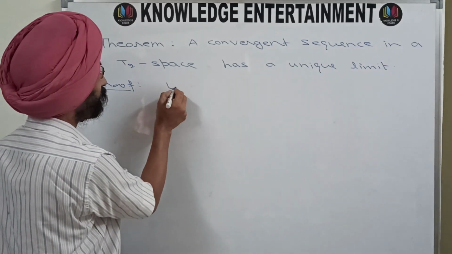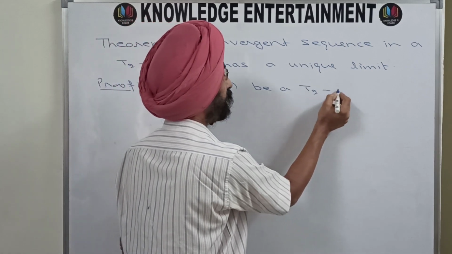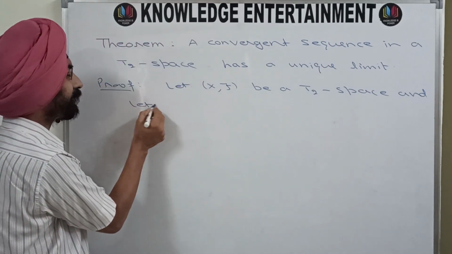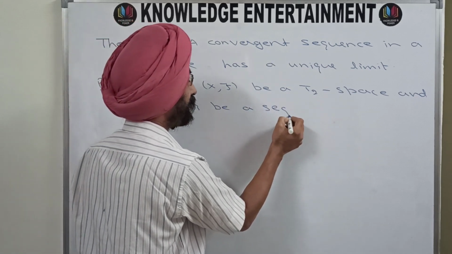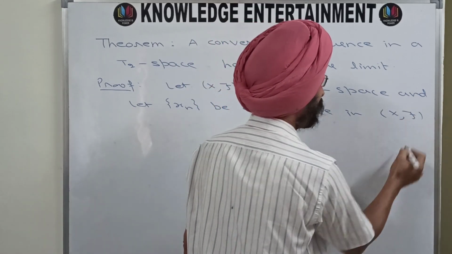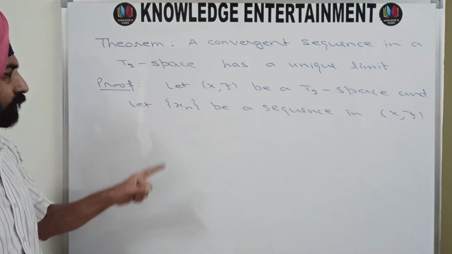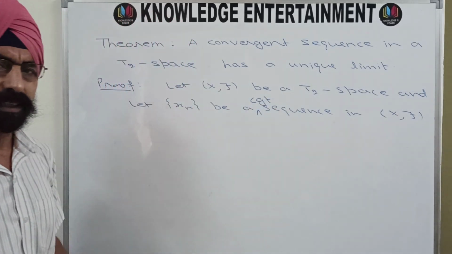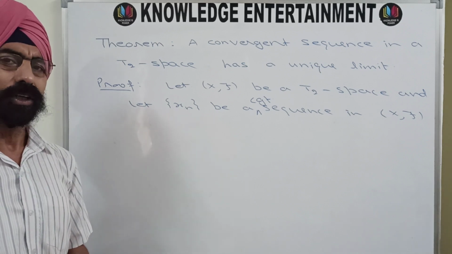So let X top be a T2 space and let Xn be a sequence in this topological space X top. What we are to show is that this Xn converges to a, so let Xn be a convergent sequence. You can directly take it as a convergent sequence. What you are to show is that Xn has a unique limit point. So Xn converges to a unique point.